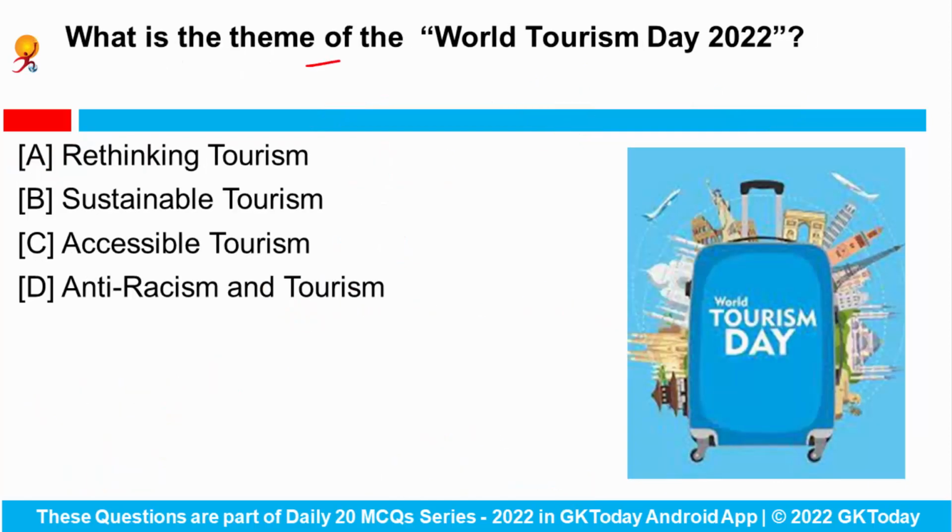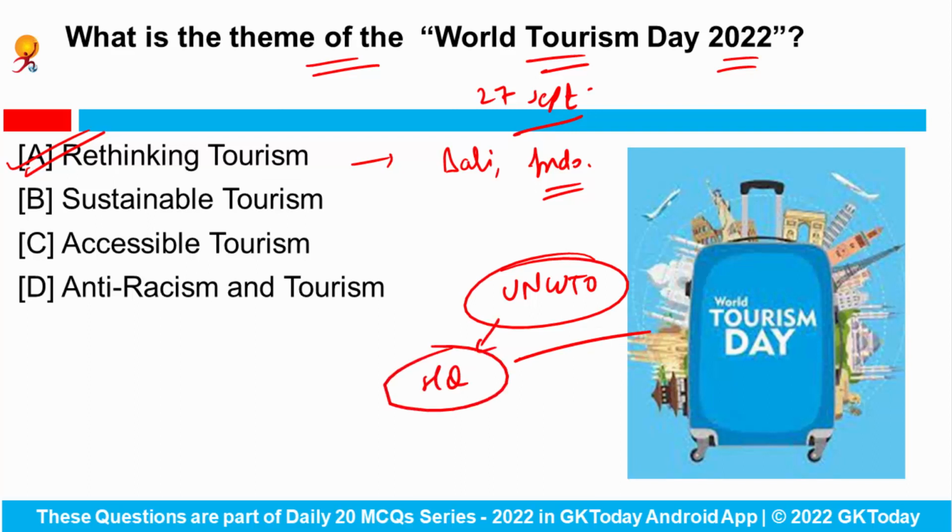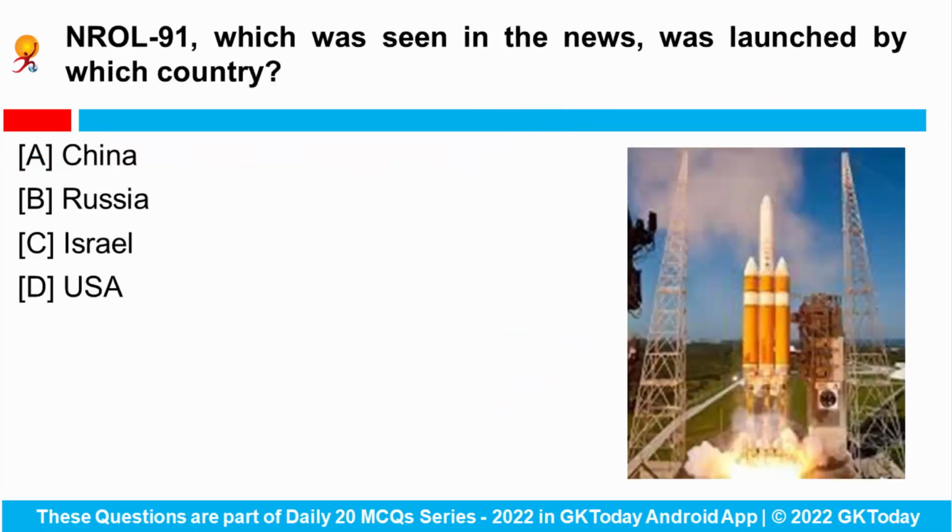Next is, what is the theme of the World Tourism Day 2022? So this day is observed on 27th of September every year, and this year's theme was Rethinking Tourism. The official World Tourism Day celebration was held in Bali, Indonesia. World Tourism Day is led by the United Nations specialized agency, that is the United Nations World Tourism Organization. You have to tell me where its headquarters lies. So two things are important: World Tourism Day is celebrated on 27th of September every year, and this year's theme was Rethinking Tourism.